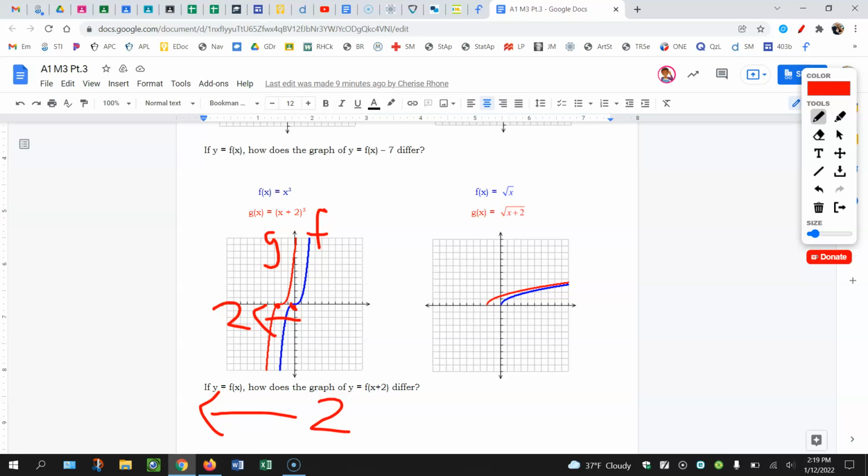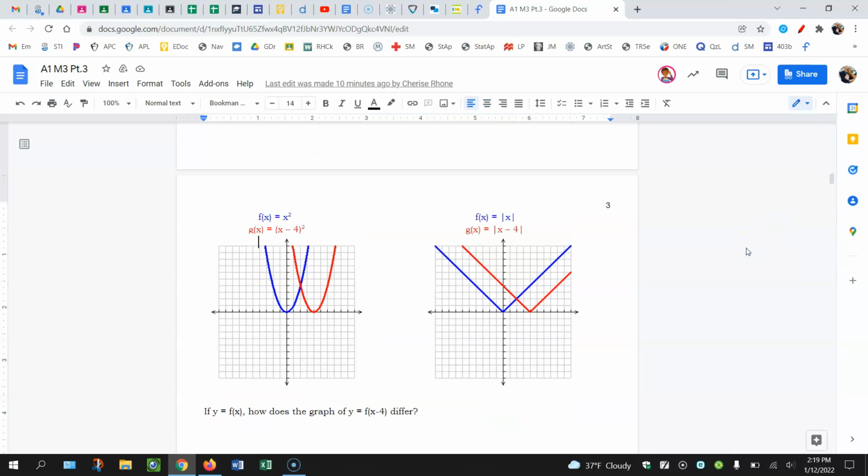And now we have a square root function. The one on the right is f. The one on the left is g. Again, the vertex was at the origin, and now it's at -2, 0, so this shifted to the left. And you'll notice that +2 is within the square root, similar to the +2 being within the parentheses here. So this is going to shift the graph to the left 2, which is different than what we saw above, where the -7 was outside, and that shifted the graph vertically, in that case, down 7.